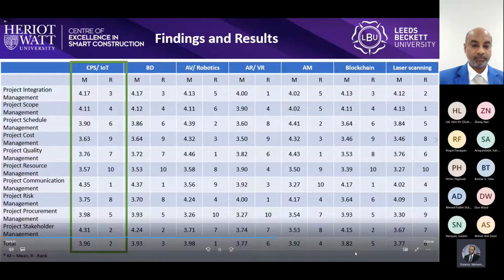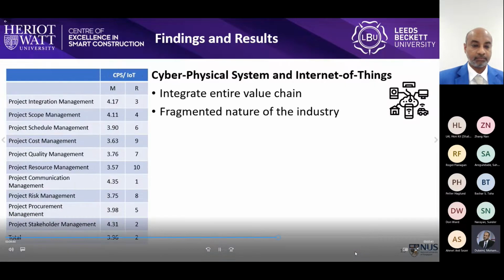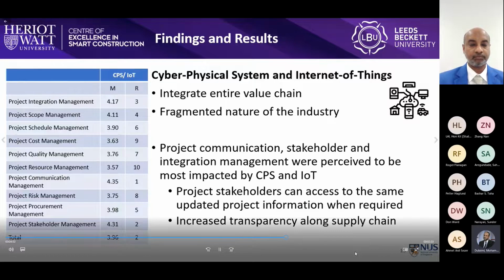And next, we will take a look at the CPS and IoT. As these technologies are used to integrate the entire value chain, the fragmented nature of the construction industry may be overcome. In particular, project communication, stakeholder, and integration management were perceived to be most impacted by CPS and IoT. These may be contributed by the provision of access to the same updated project information to all stakeholders as required, and increased transparency along the supply chain.